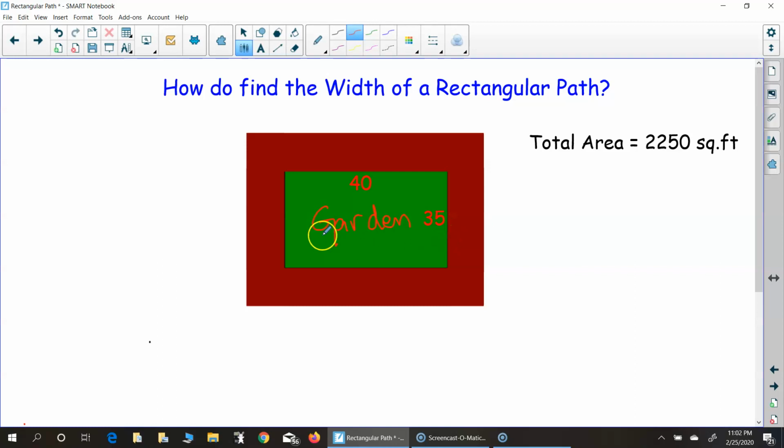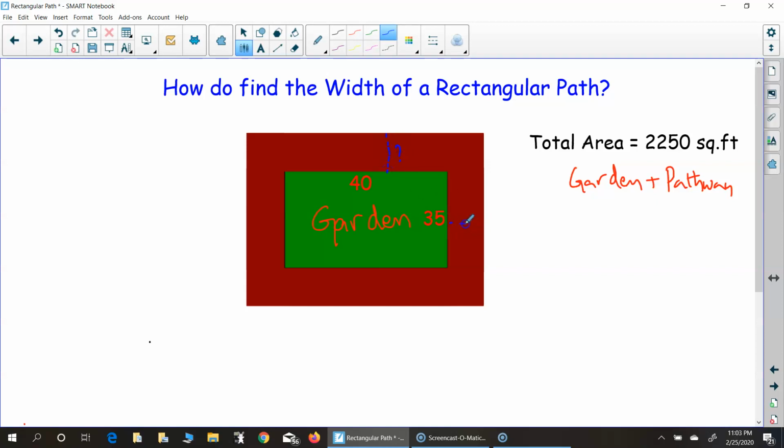And the total area means it is the area of the garden plus this rectangular pathway. The sum of these two, the total area, is 2250. So the question is, what is the width of this path? This width is equal to how much?